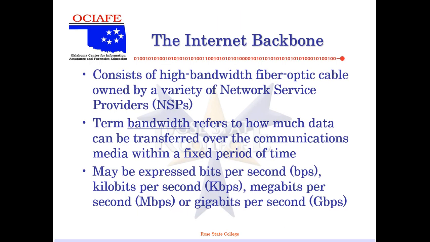And what is an internet backbone? Well, basically it's a high bandwidth fiber optic cable, going to the network service providers, or the NSPs. There are different types of fiber optic cable. You have single mode and multi-mode. Each one of them will give you a different data rate. Data rate is also called bandwidth, or how much data can be transferred over that communications medium within a fixed period of time. It's expressed in bits per second, kilobits per second, megabits per second, and gigabits per second. And pretty soon it'll be petabits per second. But that's where we're going at this point.